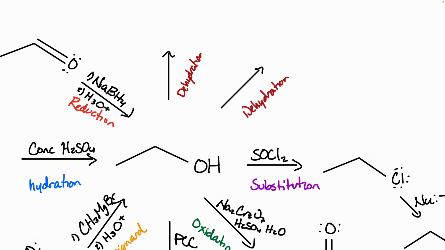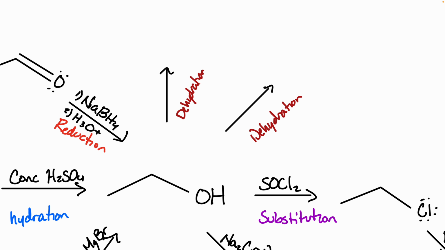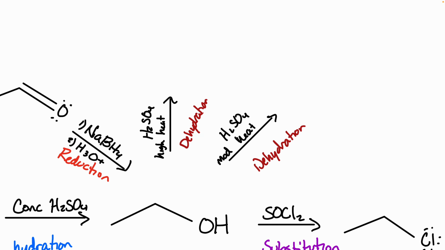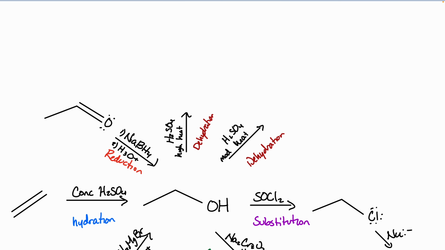All right, and we had our 2 dehydration reactions, both of which use that concentrated H2SO4, but one uses high heat, and the other one uses moderate heat. Under high heat, we get that alkene product, whereas moderate heat would produce that ether product.